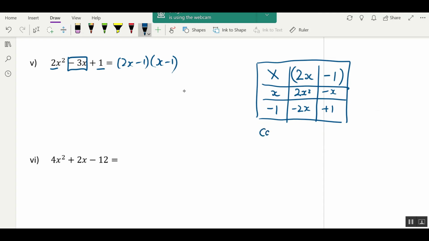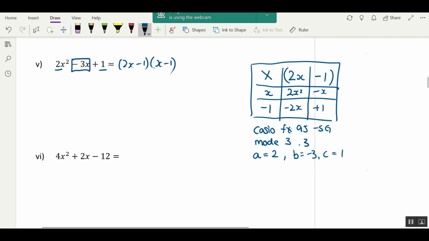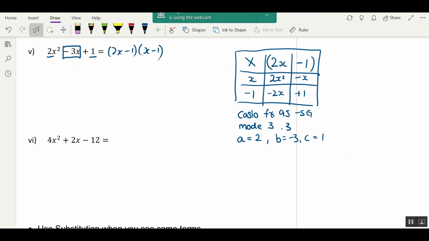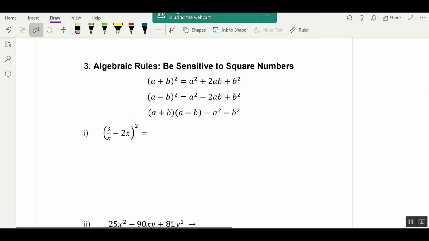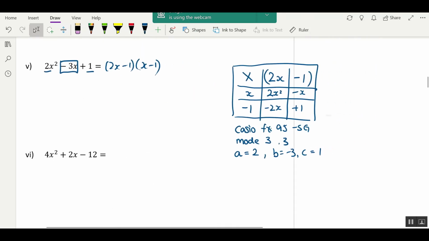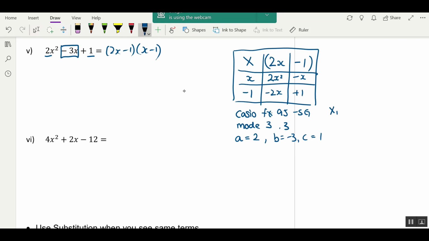You can also use your calculator. Okay, if you are using the Casio FX 95 SG, go to mode 3, and 3. In this case, A is equal to 2, B is equal to negative 3, and C is equal to 1. After you key in these 3, you will get x1 is equal to 1, then x2 is equal to half.